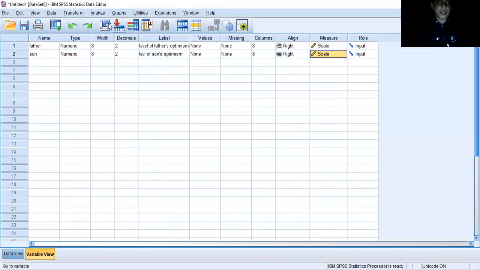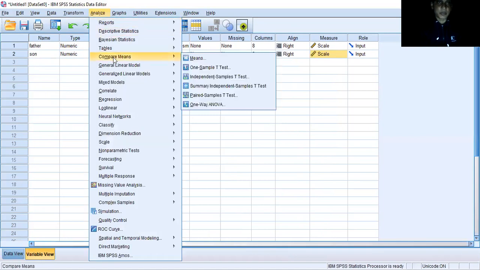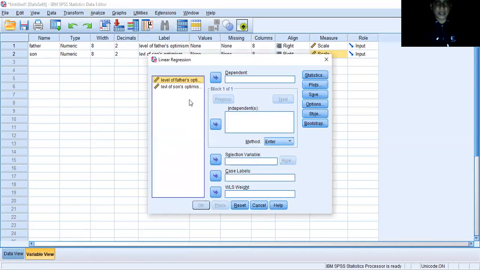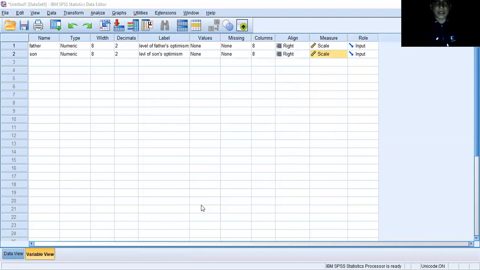So that's the data. So I'm moving to analyze. I'm moving to regression. I'm moving to linear regression, clicking on that. Level of father's optimism is independent, we know it. Level of son's optimism is dependent. And after that, I click just OK over here, and now I'm getting the output file. So I'm clicking on the output file.